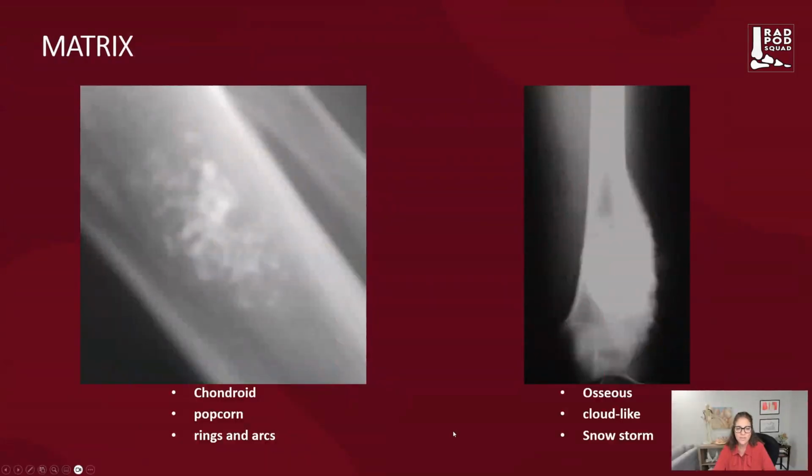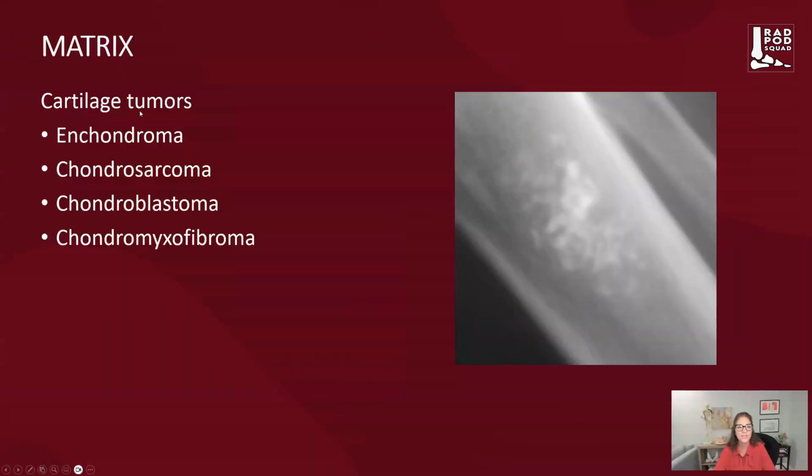Moving on to the matrix, we want to further divide it into this chondroid or osseous or fibrous matrix. We're looking for the ring and arc stippled calcifications seen in chondroid or the end block cloud-like snowstorm pattern of an osseous matrix. Furthermore, matrix in cartilage tumors includes enchondromas. They can be seen in chondrosarcomas, chondroblastomas, and chondromyxoid fibromas, this ring and arc type of chondroid matrix.